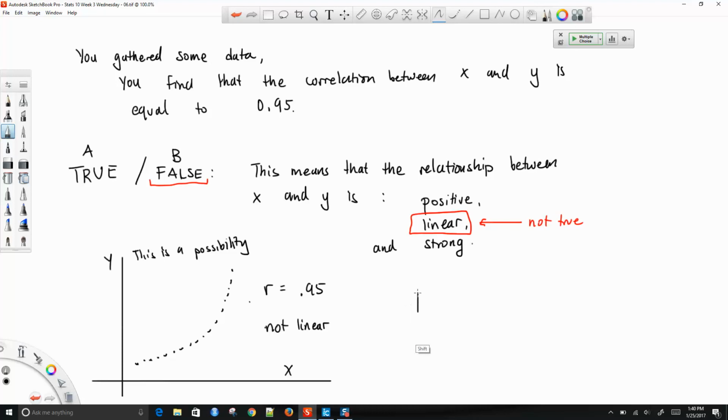Okay? I mean, it's also possible that you have a linear relationship and there's just a tiny bit of scatter, and so you get r equal to 0.95. This is also possible. But just from looking at this, you find the correlation between x and y is equal to 0.95. That will not tell you if it's linear, okay? So we must make a scatter plot to decide if something is linear.